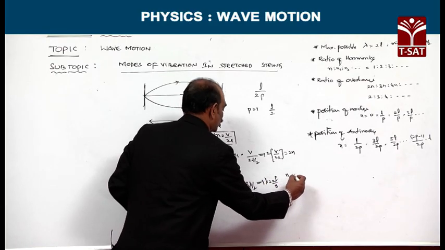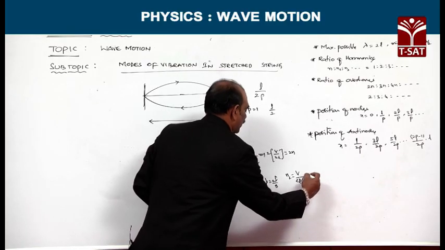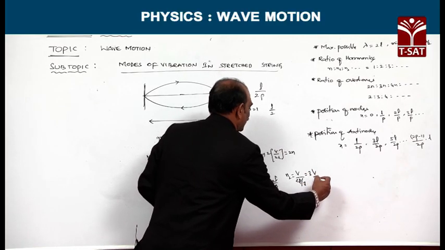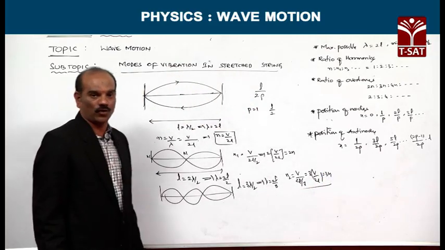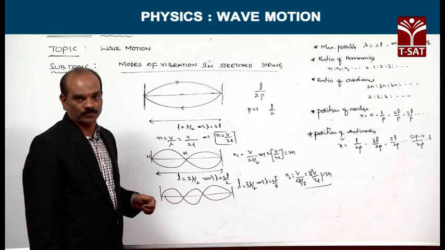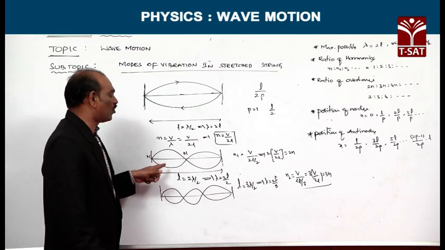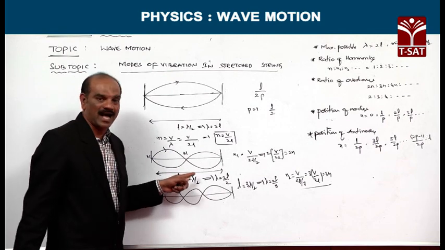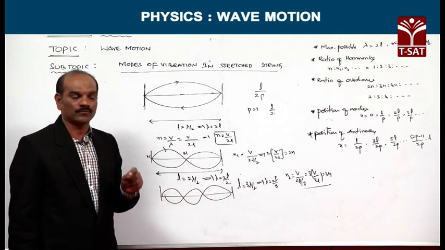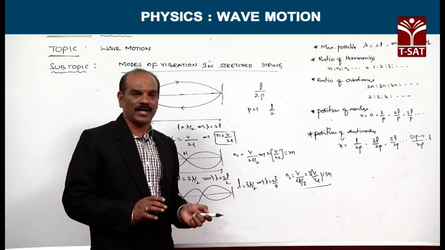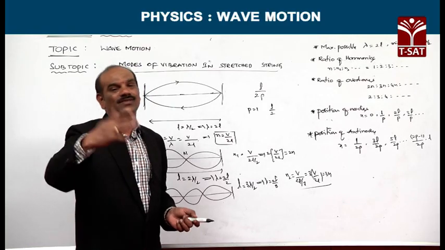Again, frequency N2 is equivalent to 3V by 2L, which is equivalent to 3N. Therefore, the frequency ratio: this is called the fundamental or first harmonic. This mode of vibration is what we call the second harmonic or first overtone. What do you mean by overtone? Overtones are nothing but frequencies higher than the fundamental.